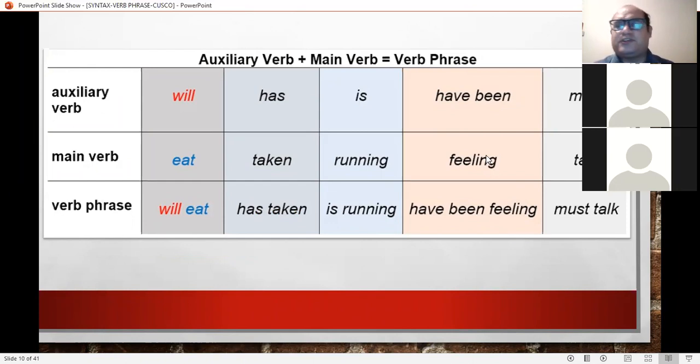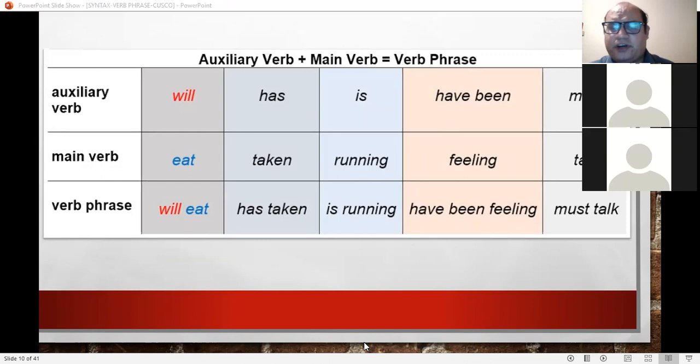Auxiliary verb, for example, you want to make into future, will, the main verb or lexical verb, eat. So we have will eat. The other has, present perfect auxiliary, taken is the main verb. So you have has taken as the verb phrase. Then you have is as an auxiliary verb, main verb running, so the verb phrase is running. Been is the auxiliary verb, notice too. Then you have feeling, that is the main verb, and you have been feeling, present perfect continuous. This is the verb phrase. And finally, with a modal, must, then you have the lexical or main verb talk, and you have must talk. This is the verb phrase.